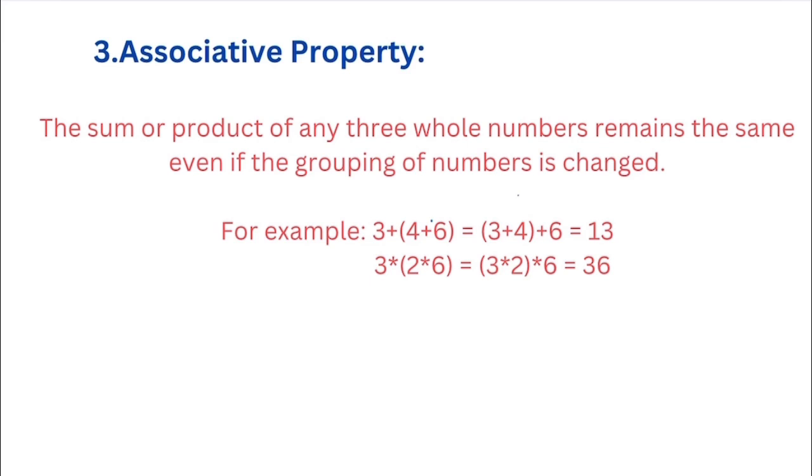And like this in product, 3 into 2 into 6. So 3 into 12 will be 36, and now on the right hand side, 3 into 2 into 6, so it would be 6 into 6 is equal to 36, right? So the result is the same. The sum or product remains the same.